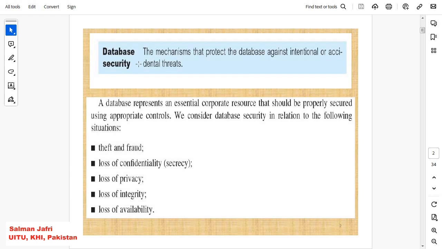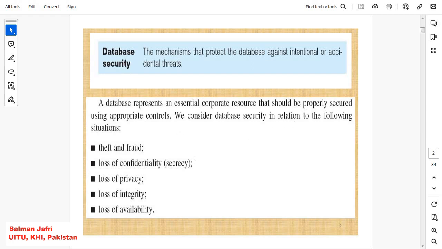This is all very important because the database represents an essential corporate resource. So your database is a very important and essential corporate resource that should be secured and protected. Otherwise, if the database is down, everything goes down. Just imagine the giant e-commerce websites like Amazon, eBay, etc., and even the social media platforms. If any of those databases crash, the whole platform and organization is bound to crash.